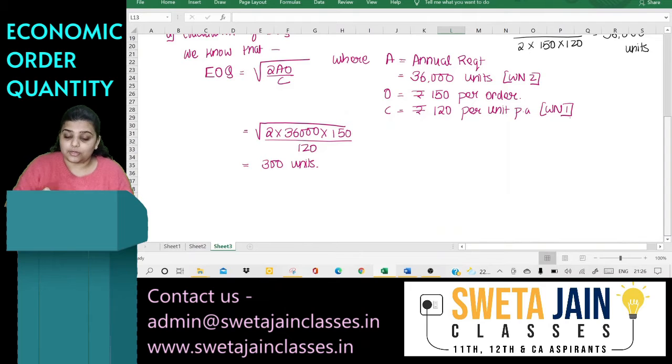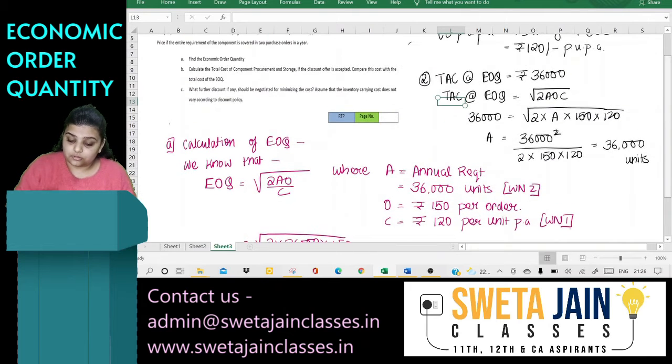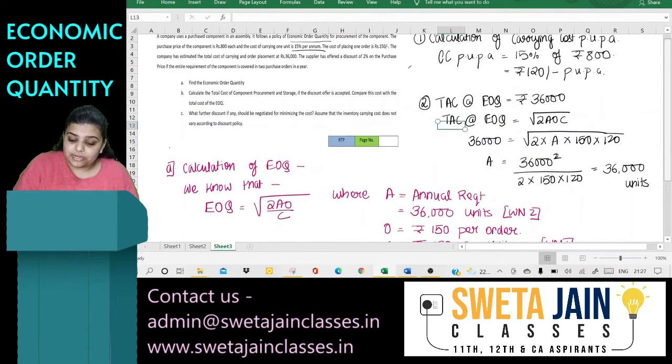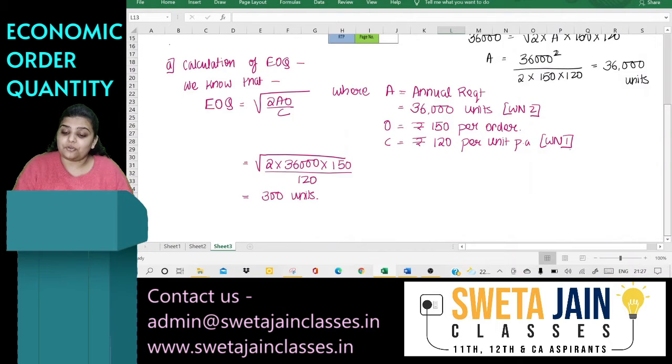So this is part A of our solution. Next, part B, calculate the total cost of component procurement and storage if the discount offer is accepted. So if you accept the discount offer, then what would be the total cost of procurement? Compare this cost with the total cost of the EOQ. Now, so we need to compare the cost.